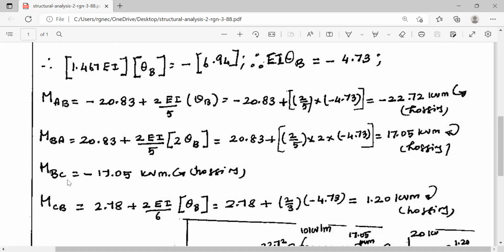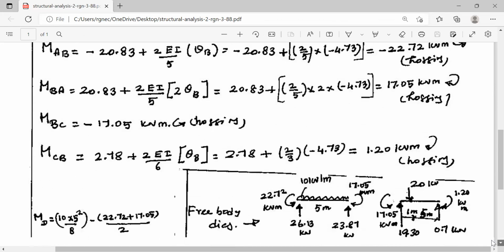MBC is equal to MBA but opposite in sign, because ultimately sigma M should be 0 at B. MBA and MBC should balance. Therefore, you can straight away write MBC is equal to minus 17.05. Otherwise, you can also use the relationship between fixed end moment plus the moment caused by the rotation theta B. Then also you will get the same answer.